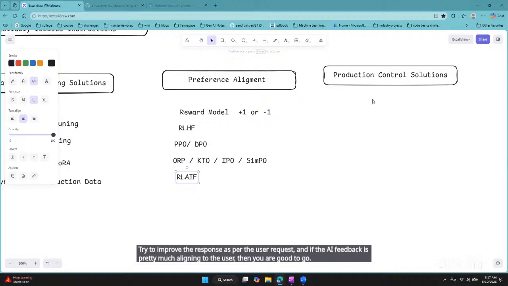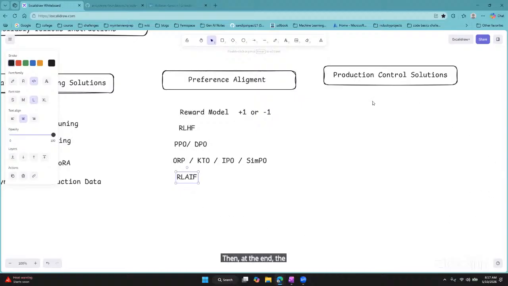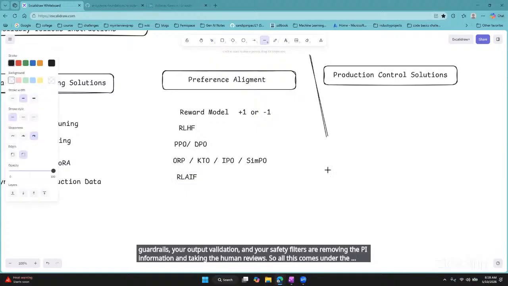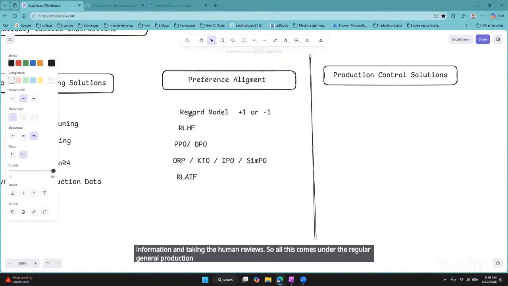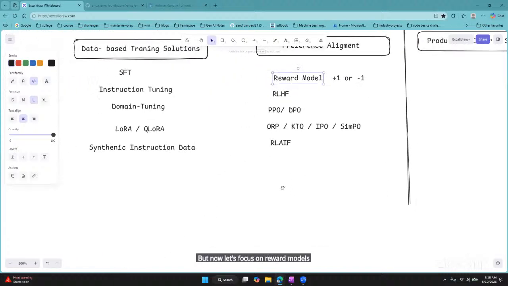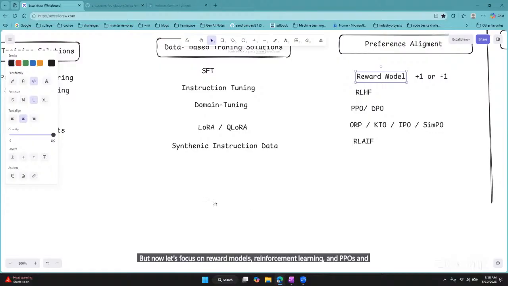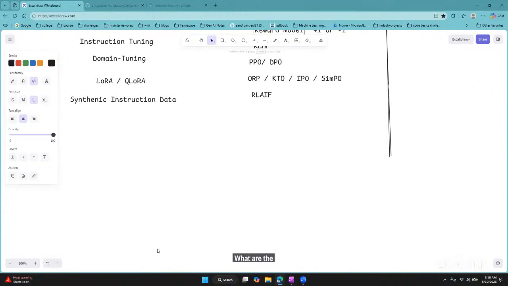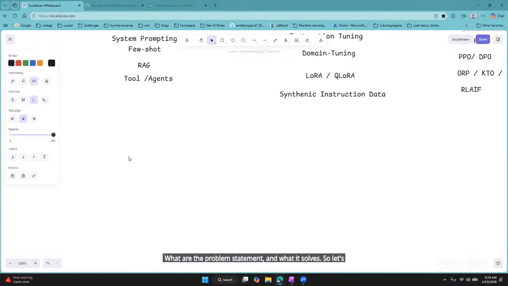Then at the end, the production controls are nothing but your guardrails, your output validation, and your safety filters, removing the PII information and taking human reviews. So all this comes under the regular general production that we are taking care of. But now let's focus on reward models, reinforcement learning, and PPOs and DPOs. Let's understand all these concepts. What are the problem statements and what does it solve? So let's come to PPO.